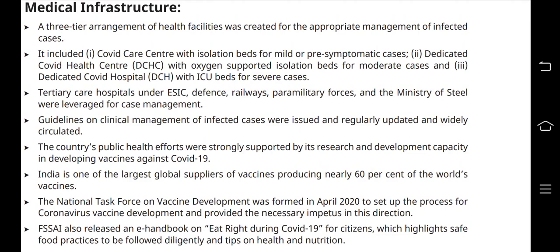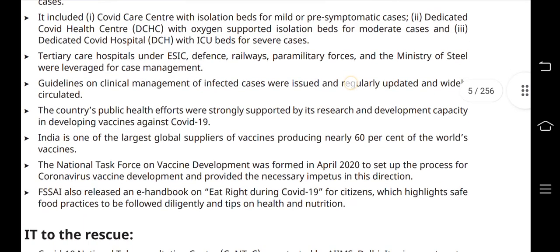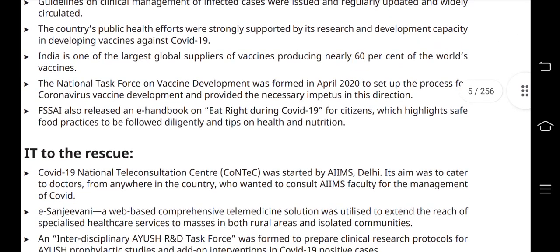The National Task Force on Vaccine Development was formed in April 2020 to set up the process for coronavirus vaccine development and provided the necessary impetus in this direction. FSSAI, Food Safety and Standards Authority of India, also released an e-handbook on Eat Right during COVID-19 for citizens, which highlights safe food practices to be followed diligently and tips on health and nutrition.